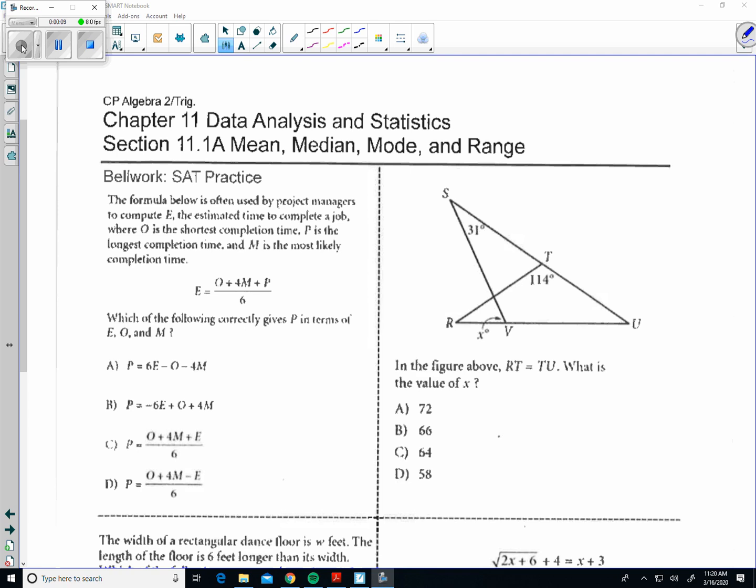We are covering Chapter 11, called Data Analysis and Statistics, and our first lesson is 11.1, Finding Measures of Central Tendencies.